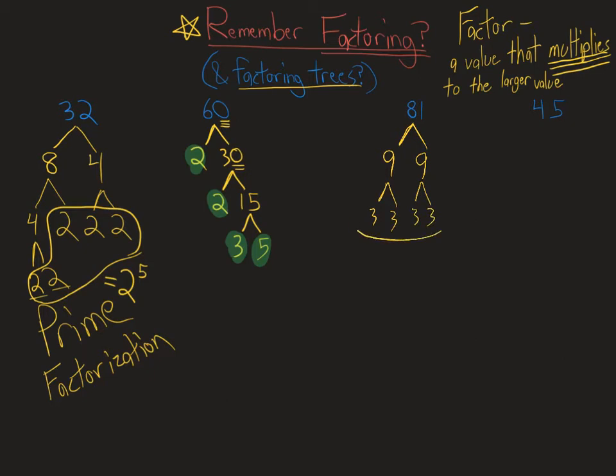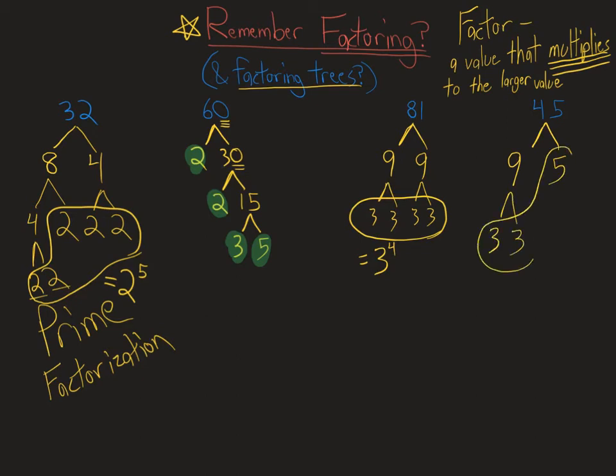So the prime factorization is just a whole bunch of 3's. We could even rewrite 81 as 3 to the 4th power. It's the exact same thing. It's equivalent. Last one, 45. We've got 9 times 5. And then 9 really breaks down to 3 times 3.